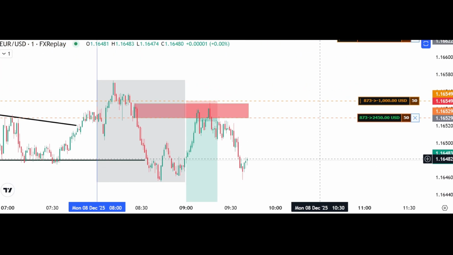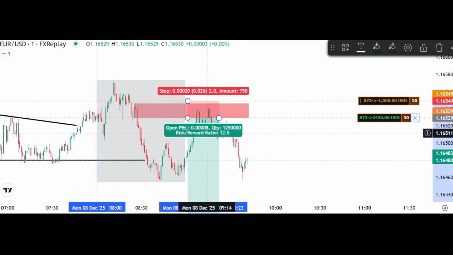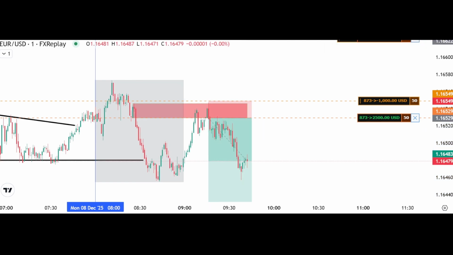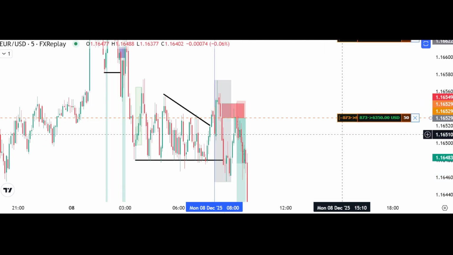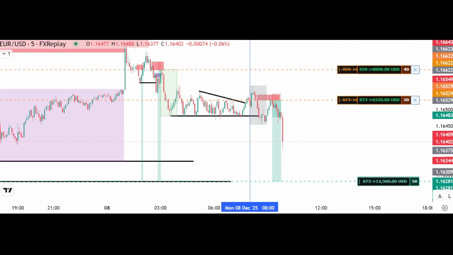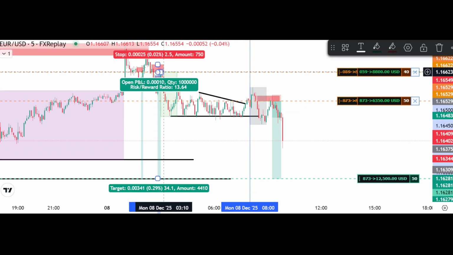As you can see, it almost hit stop loss, but the trade survived. Waiting for break of structure so I can break even. Yes, now we can go to 5 minutes. Overall we had one loss and two wins. Both trades are break even.